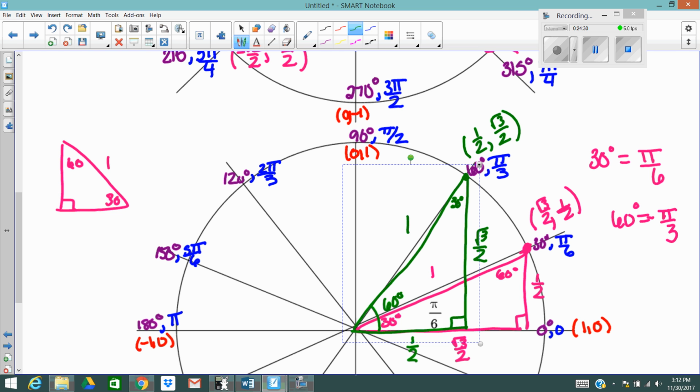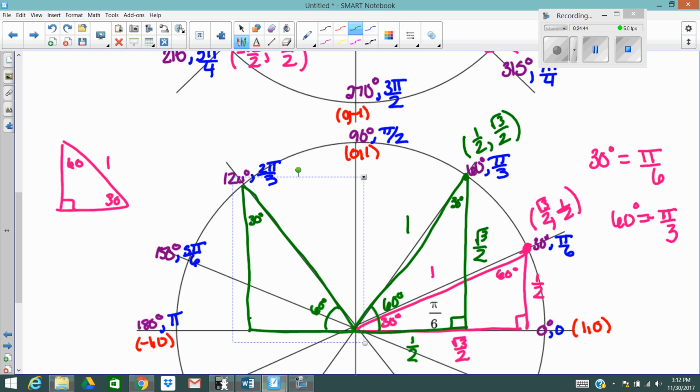If I move back over here, my actual angle is 120 degrees, but my reference angle is 60 degrees. So if my hypotenuse is 1, opposite is 1/2, but negative because I went left on my x-axis. And opposite the 60 is square root of 3 over 2. So the coordinates of my point: cosine is adjacent over hypotenuse, so negative 1/2, and sine is square root of 3 over 2.